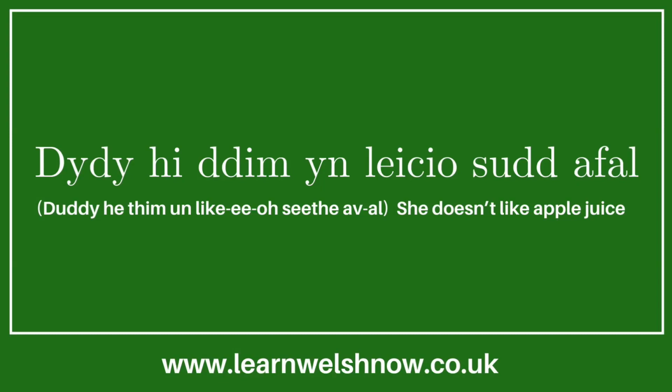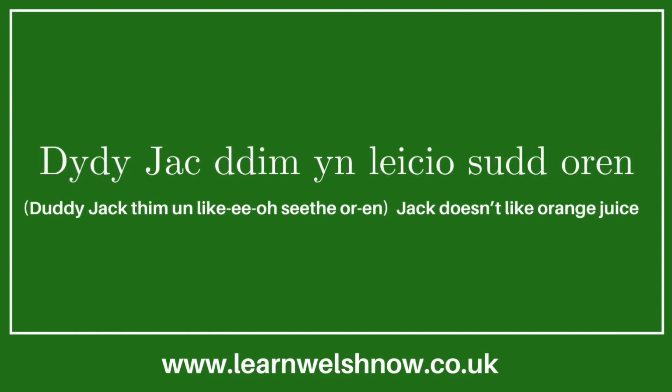If you prefer to put a person's name in your sentence, male or female, just take the hi out of dydy hi ddim yn and pop a name in. For example, Jack. The Welsh spelling of this name is J-A-C. So it's dydy Jac ddim yn licio. Jack doesn't like, followed by the drink. Dydy Jac ddim yn licio sudd oren. Jack doesn't like orange juice.